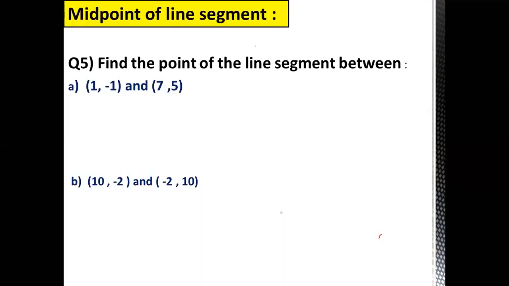If I want to find the midpoint, as I told you, sometimes we have a coordinate grid paper, so it's very easy to find the midpoint exactly. But sometimes we don't have one.